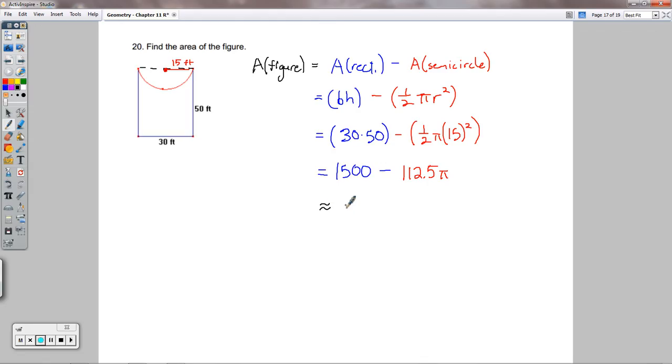That would be 353.4, that part. We subtract that from there, we get about 1,146.6. If we round that to the nearest tenth. So about that many feet.